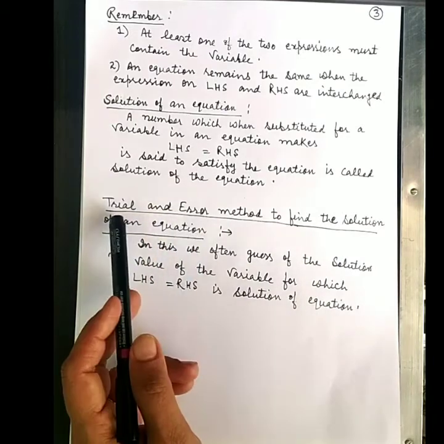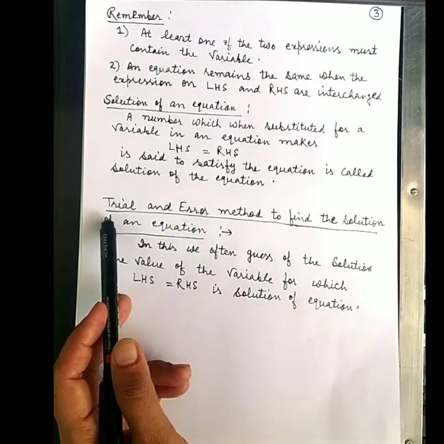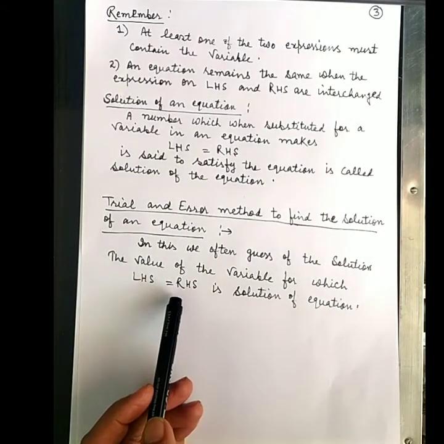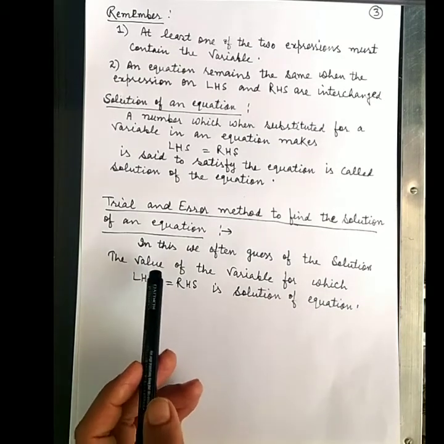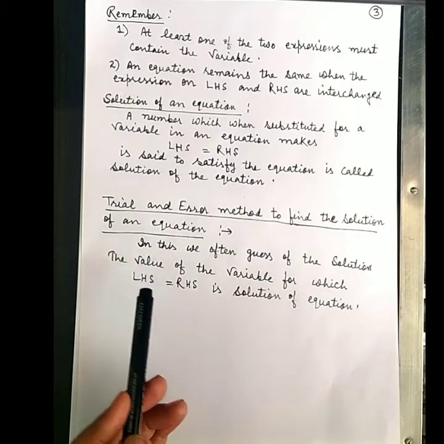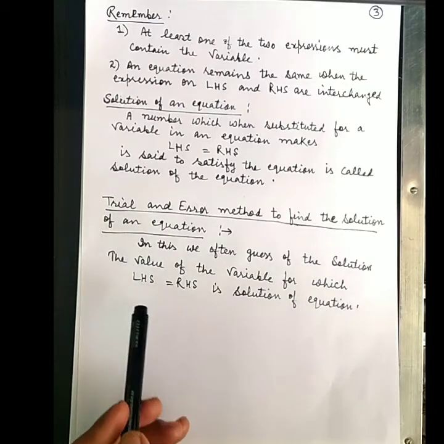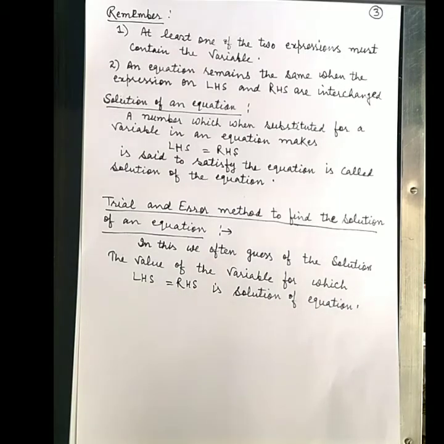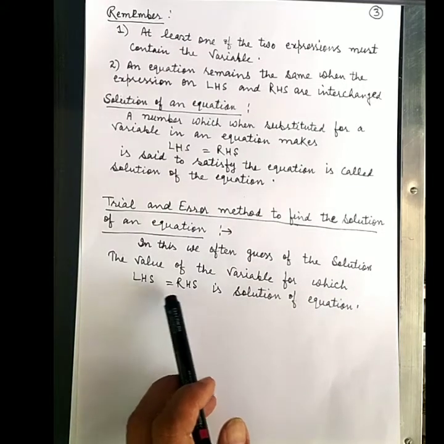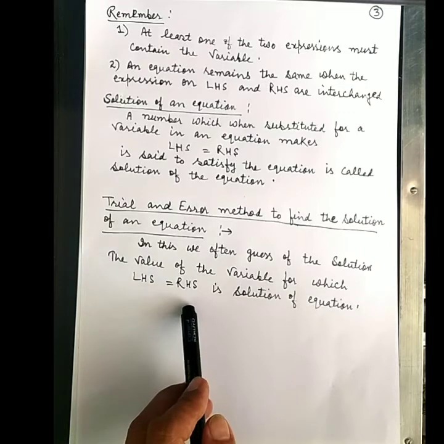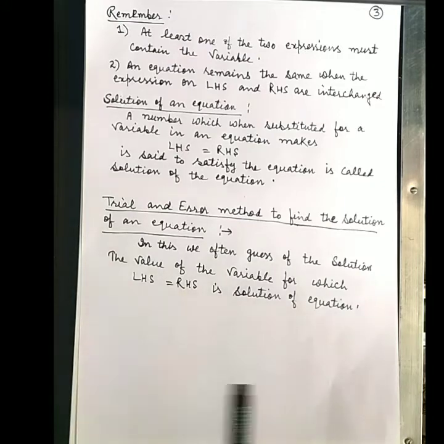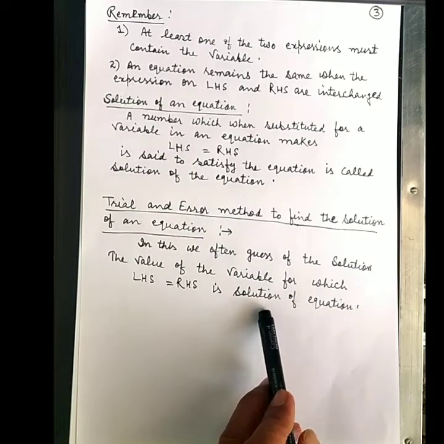Trial and error. What does it mean? Trial: try again. In this, we will try different values of the variable. The value for which the left hand side will be equal to the right hand side is called the solution of the equation. That means we have tried different numbers, different values, and at least for one value the left hand side is equal to the right hand side. That value is called the solution of the equation.